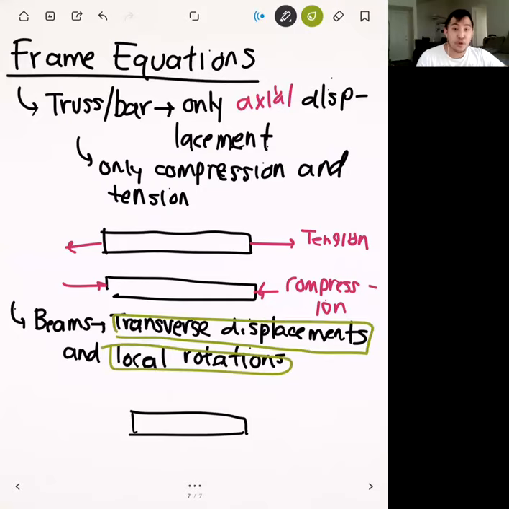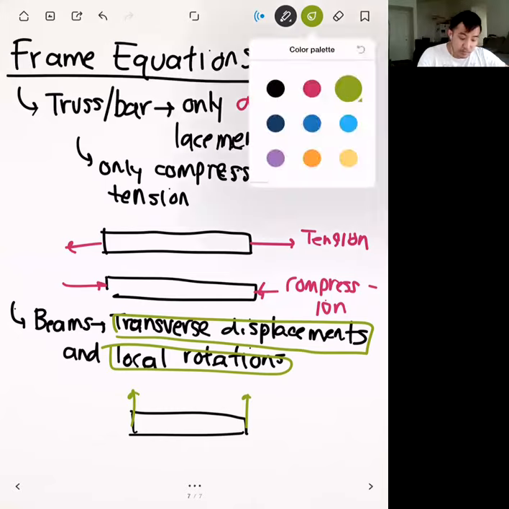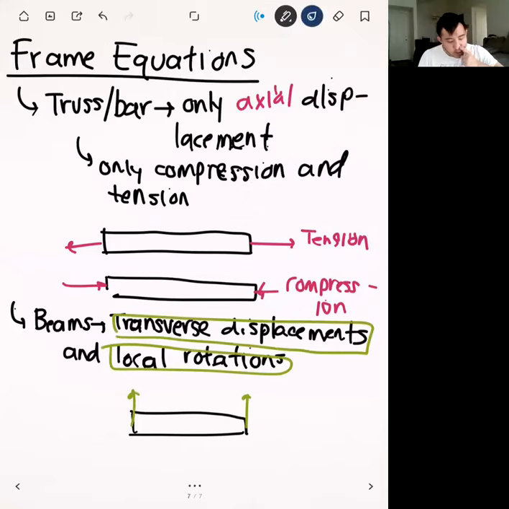A transverse displacement is a displacement that's perpendicular to the long axis of the element. A transverse displacement might look something like this. So you might have displacement up or down. And then associated with that, we also have our local rotations, which means that the ends of the beam can actually rotate, something like this. So you might have a change in orientation where the beam might dip a certain way. And the way that we can characterize that is with the rotations.